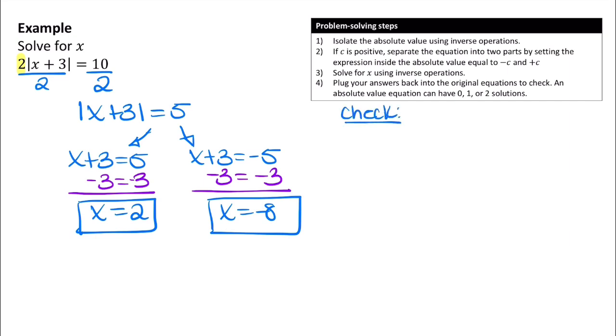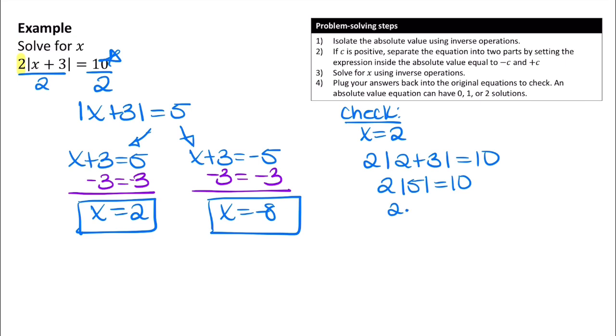So I'm going to start off with x equals 2. So I plug back into the original equation. So I have 2 times the absolute value of 2 plus 3. We're checking if that's equal to 10. So that's saying 2 times the absolute value of 5 is equal to 10. And 2 times 5 is equal to 10, so that will work.